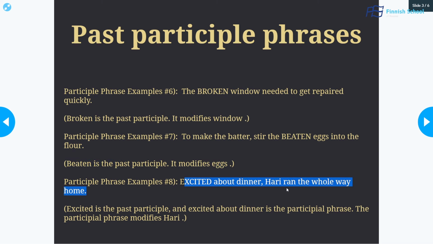Excited about dinner, Harry ran the whole way home. Who was excited about dinner? Of course, Harry. So, we have the phrase excited about dinner that modifies Harry. We have the past participle excited. In this case, broken, beaten, and excited. The 3 of them are past participle phrases that act as adjectives.